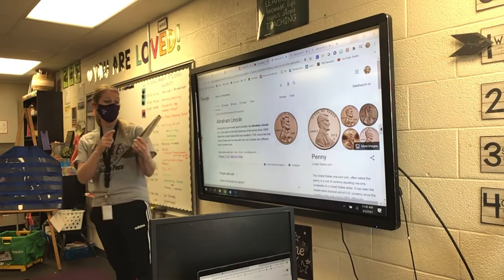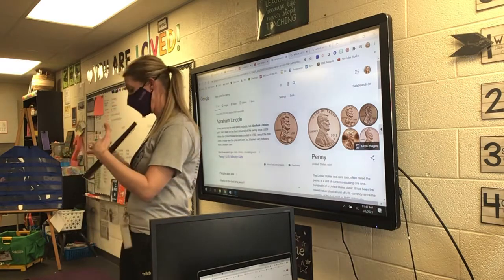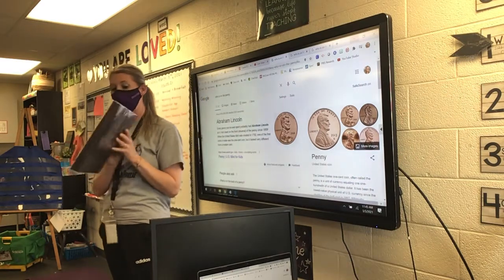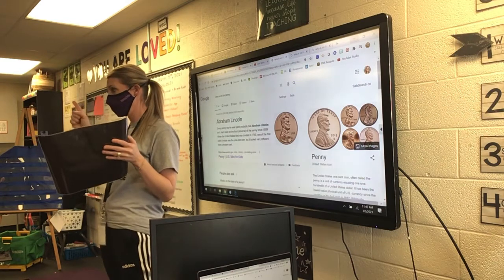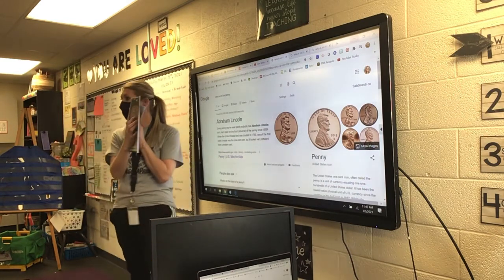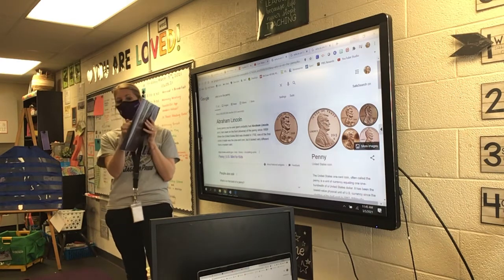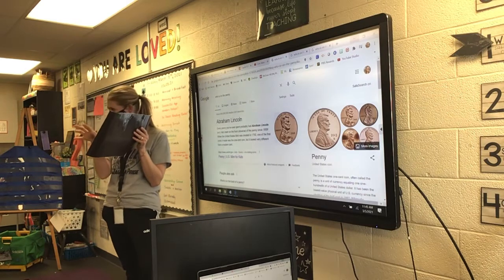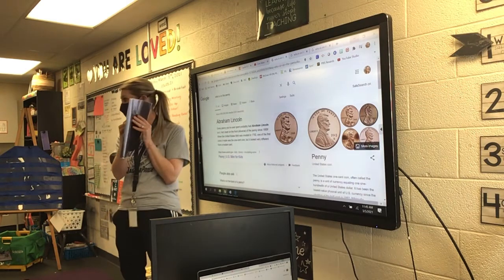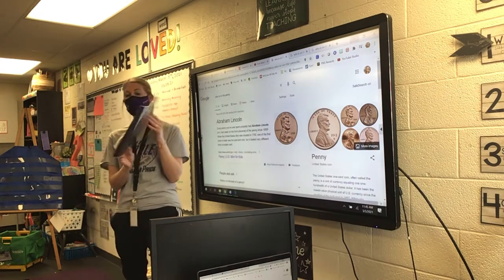Now, on the back of the penny, there is the Lincoln Memorial. And if you look really closely, we're going to do this on Monday, I'm going to get out real pennies. We're going to look, and really closely, you can see Abraham Lincoln sitting in a statue at his memorial. It's just a statue of him, but there's actually on the back of the penny a little Abraham Lincoln.